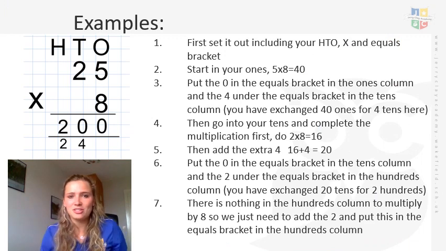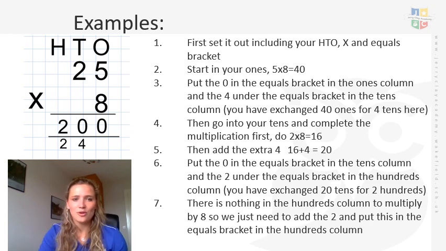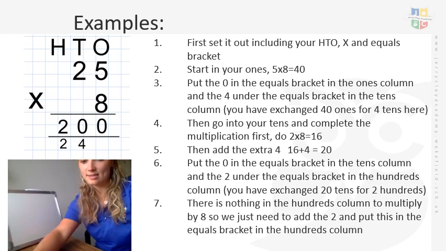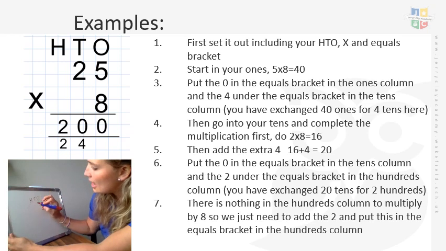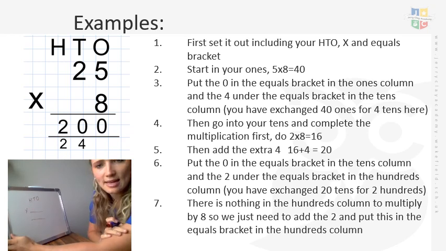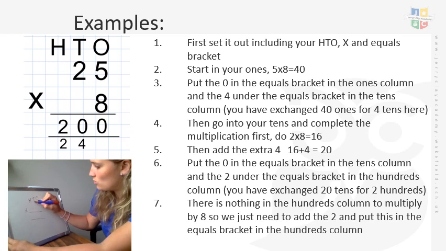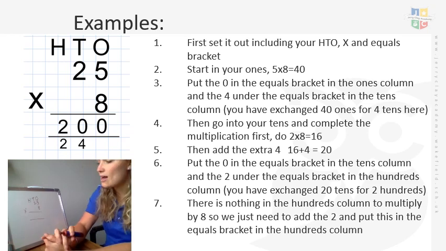So I'm going to just show you an example first, and I've given you steps of success there to help to work it out. So, for example, if I was working out 25 times 8, I'm going to follow my steps of success. So the first thing I need to do is write my HTO, I need my equals bracket, and I need my times sign, which is what I've said there. Then I need to put my numbers in. So I'm going to be doing 25 times 8, so 25 in my tens and ones column and my 8 underneath.